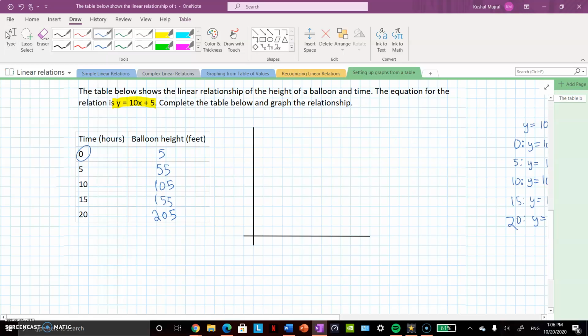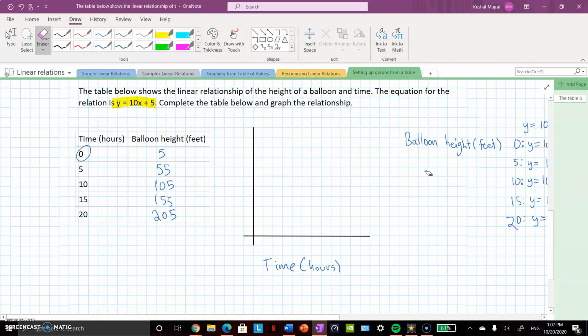So let's look at the title of this. Over here we're going to have balloon height, and over here we're going to have time. So let's just write those on the axis. This is time, because time's always on the bottom, and this is in hours. Then balloon height, which is in feet.